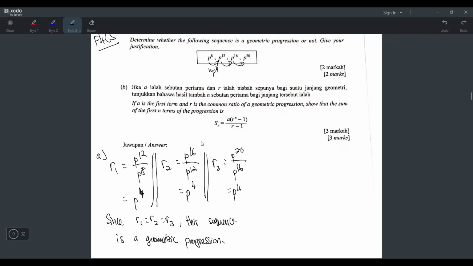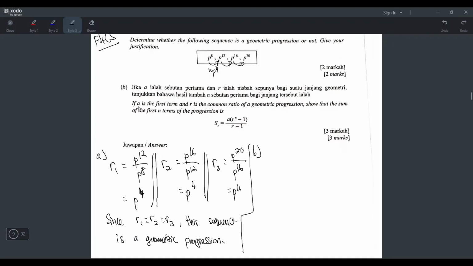Actually, you can also write P power 12 over P power 8 equals P power 16 over P power 12 equals P power 20. It can also be written like that, it is the same meaning. All right, so that's all. It's only worth 2 marks. So done. I'll continue with B now, so I'll separate it here.